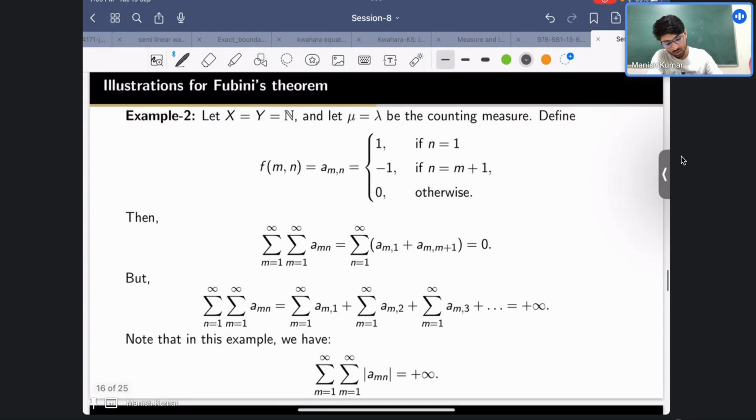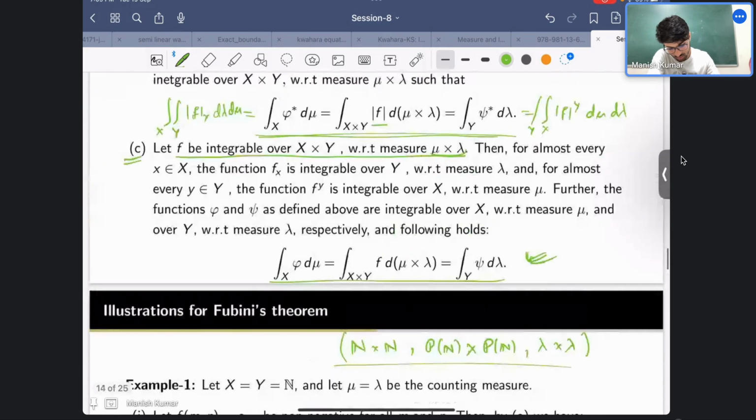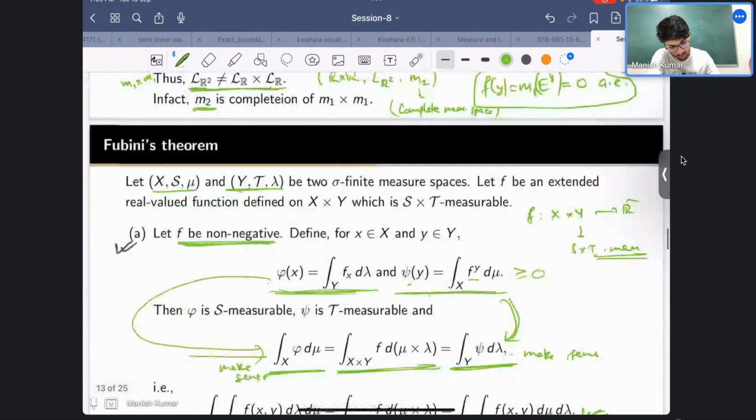Now let's come to this one. Again, you have X and Y as natural numbers. One thing I forgot to mention, you have to note down that the measure space we are considering is a sigma-finite measure space. This is very important. I'll give you an example: when the measure space is not sigma-finite, then this will not hold true.